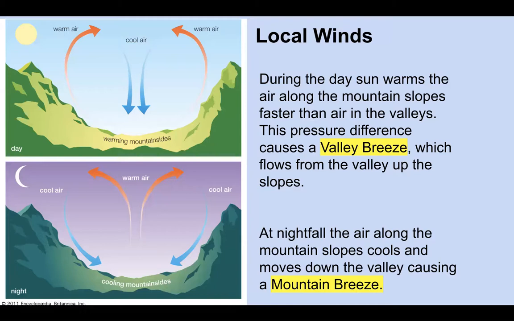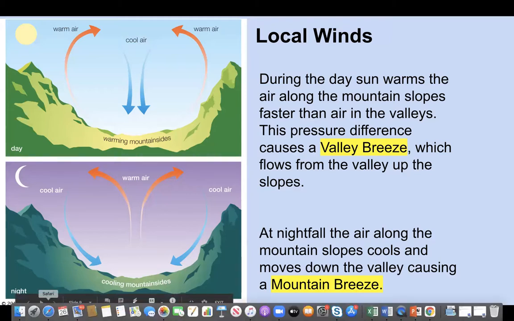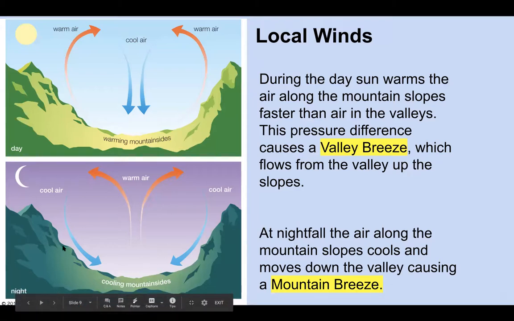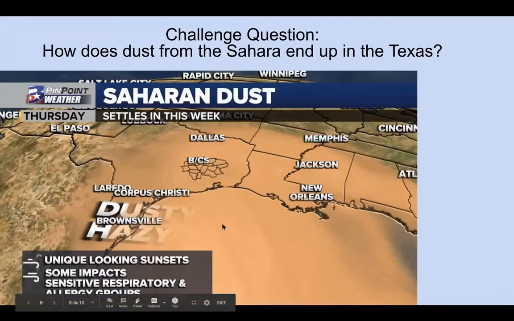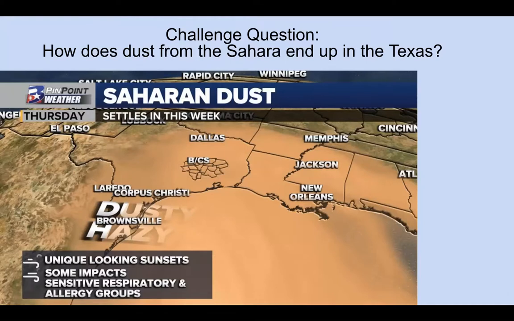And then at nightfall, the air along the mountain slopes cools and it moves down the valley, causing a mountain breeze. So those are just some examples of local winds. So my last challenge question for you guys, if you take a look at this little diagram from a news broadcast, how does dust from the Sahara end up in Texas? So think about that and what we learned about today.